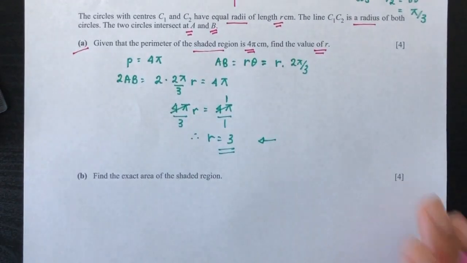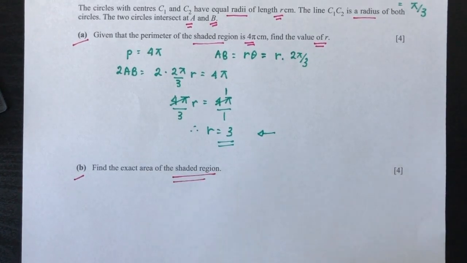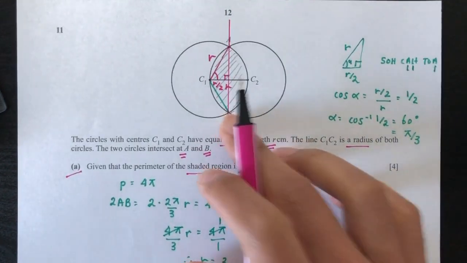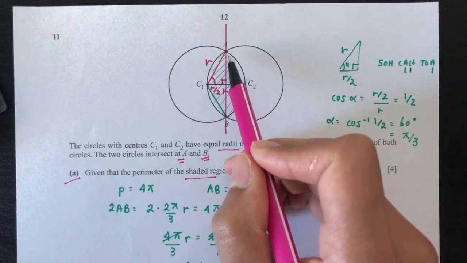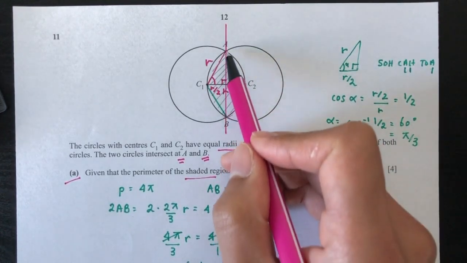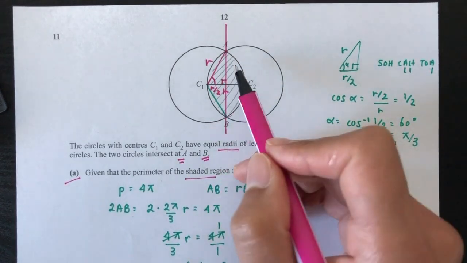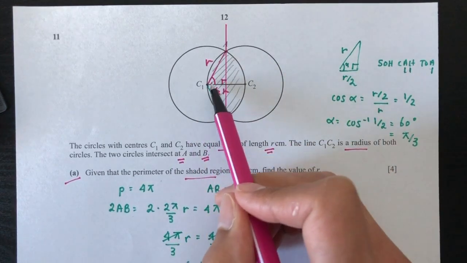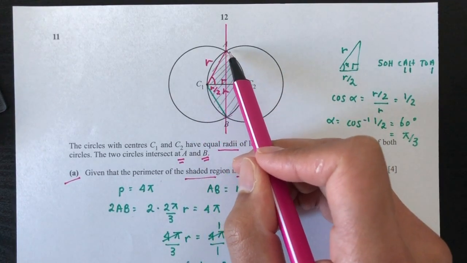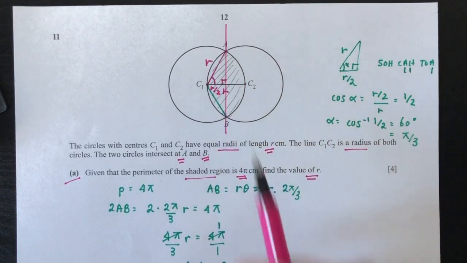Okay, now the next question is part B. Find the exact area of that region. So how would you find the area? As always, we have to break this one into two parts. The area of this region is exactly this area plus this area, which is the same, so this area times 2. How would you find this area right here? You will find this by using this angle. You first have to find the area of the sector and then minus the area of the triangle.